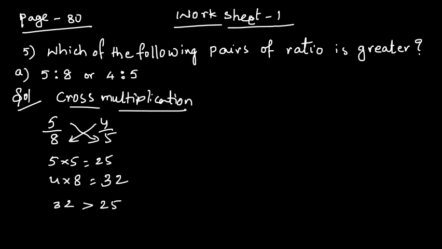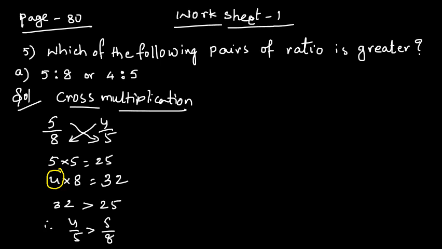In this, the product 32 is taken as 4 into 8. In this 4 into 8, what is the numerator part? Numerator part is 4 and the denominator is 8. We want only the numerator. So 32 is greater means 4 by 5, numerator part is 4. 4 by 5 is greater than the other fraction. Therefore 4 by 5 is greater than 5 by 8.